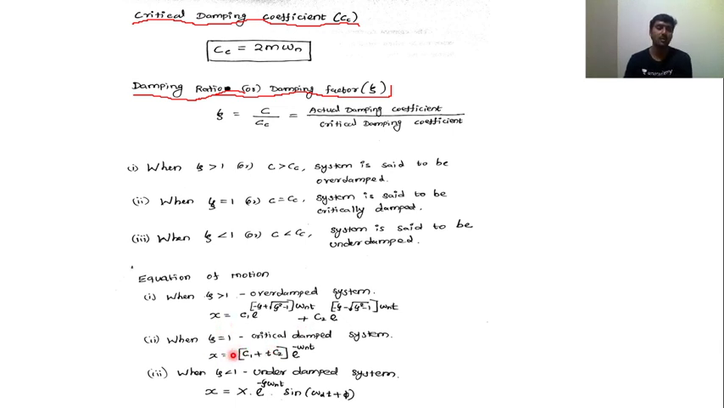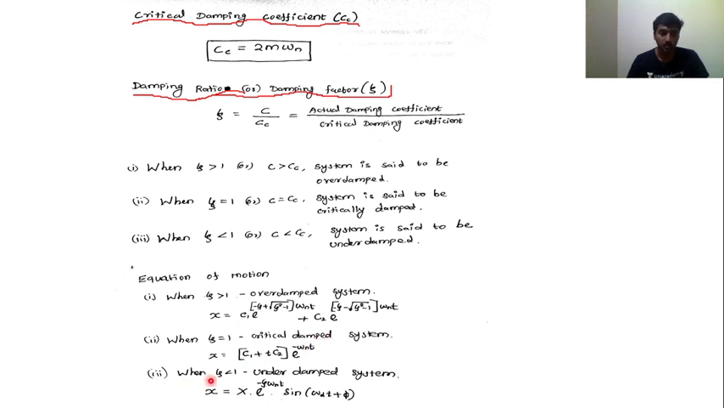When zeta is equal to 1, the critically damped system, as per the ordinary differential equation, the derived equation is x equal to C1 plus t into C2, into e power minus omega n into t.